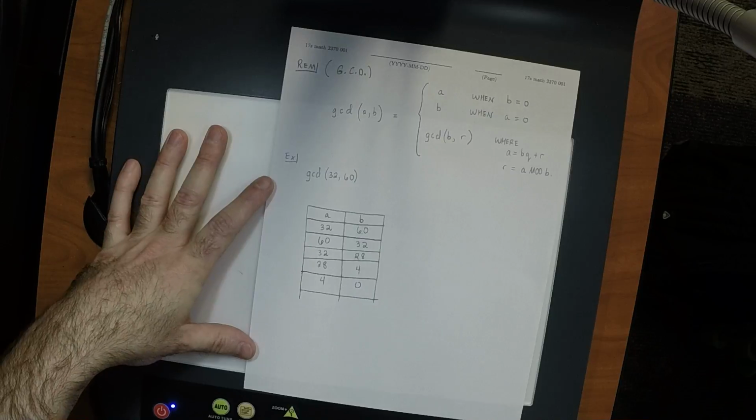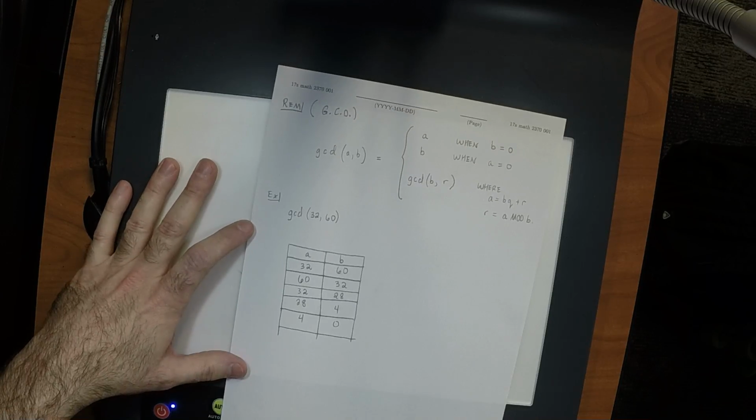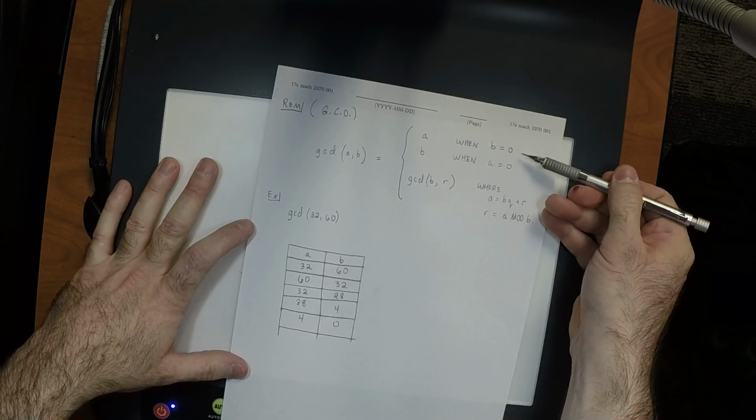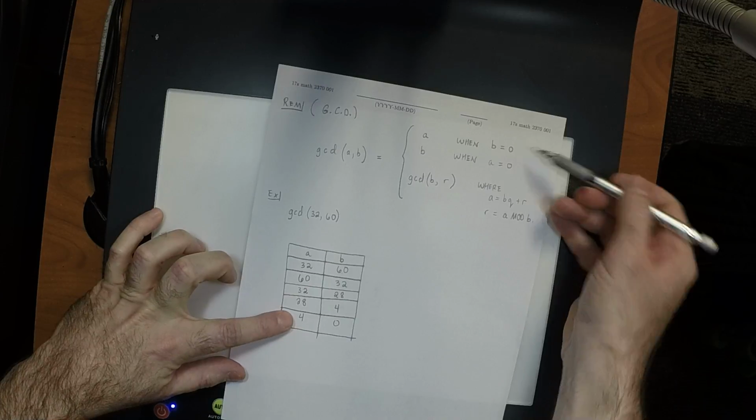Are we in a base case? Yes, we are in a base case. Which one are we in? B equals 0. Yeah, the second argument is 0. So what is the answer? A, the one that's not 0.